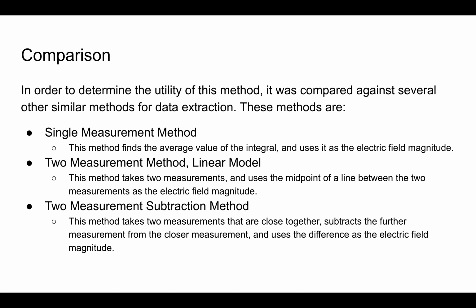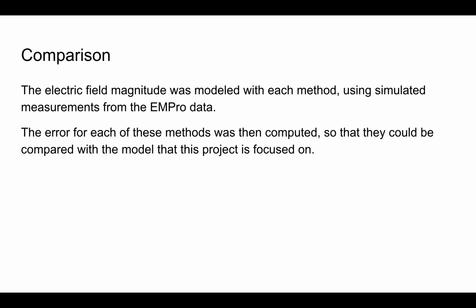In order to determine how well this method will work, it was compared against several other methods that are currently used. These methods include the single measurement method, which approximates the electric field with the average value of the integral, the two measurement method, which approximates the electric field as the midpoint of a line connecting the two average values, and the subtraction method, which takes two measurements that are close together and subtracts them, leaving only the value at the fronts of the integral. The electric field and the error were calculated for each of these methods the same way as before.